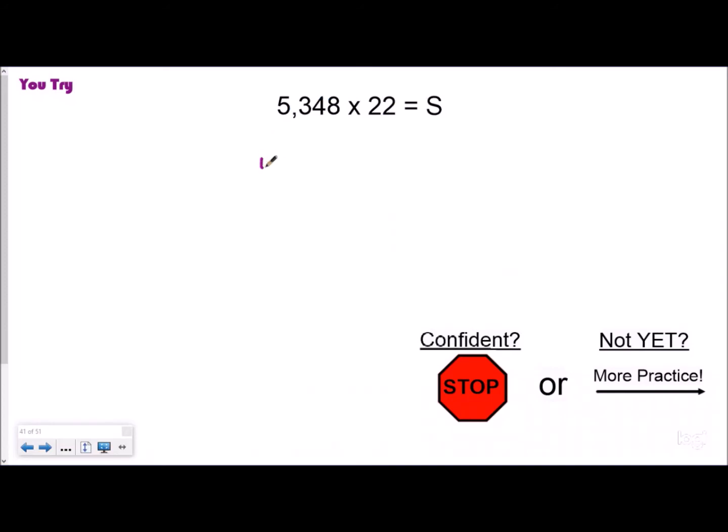So hopefully you just paused it. So I'm going to go ahead and solve it. First I'll put my bigger factor up top, and I'm going to line my digits up here to make it easier for me.